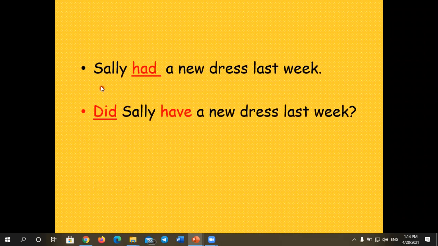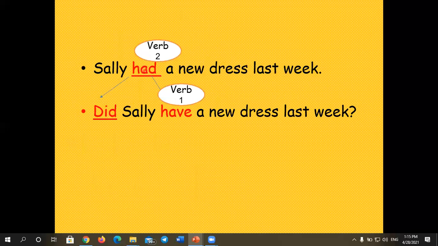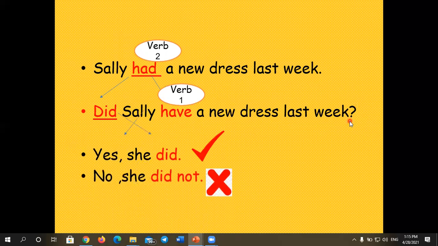Okay, another example. Sally had a new dress last week. Let's change this sentence into a question. We put did at the beginning. Then the subject. Where is the subject? Sally. And don't forget to change the verb. Now here you should change the verb. And what's verb 1? The present of had is have. So the question is, did Sally have a new dress last week? We use verb 1 after Mr. Did and we put the question mark at the end. Let's see the answers. Yes, she did. Or no, she did not.